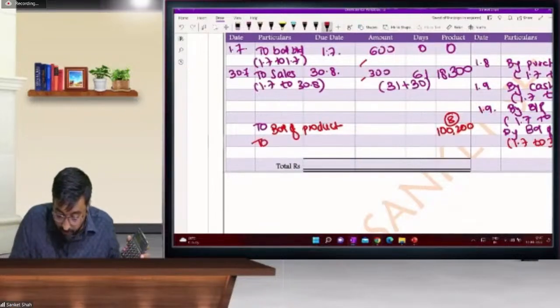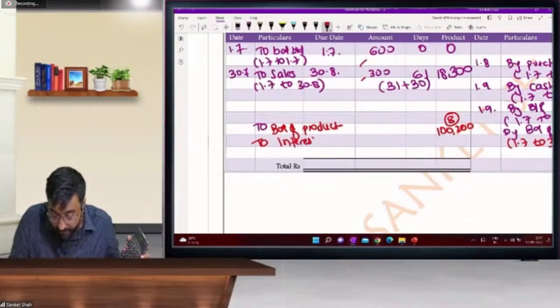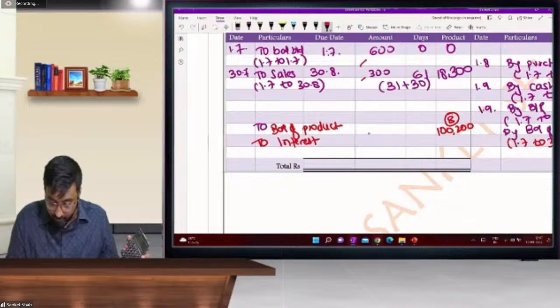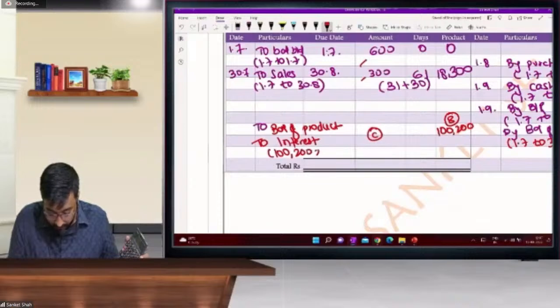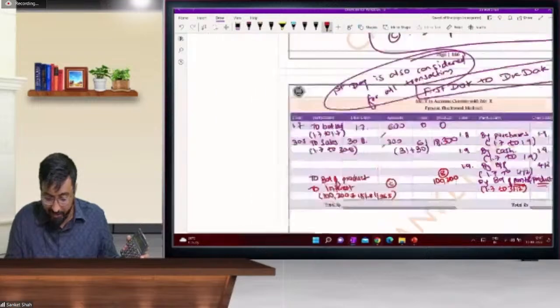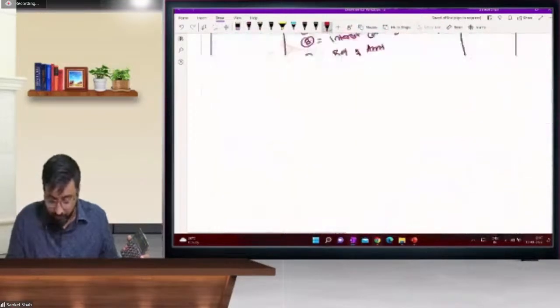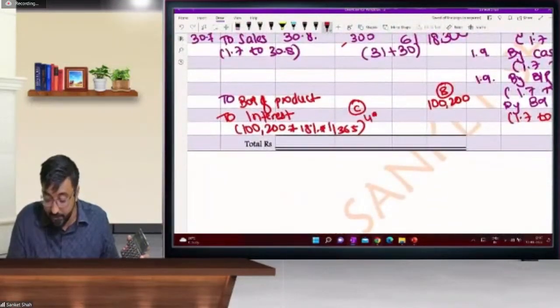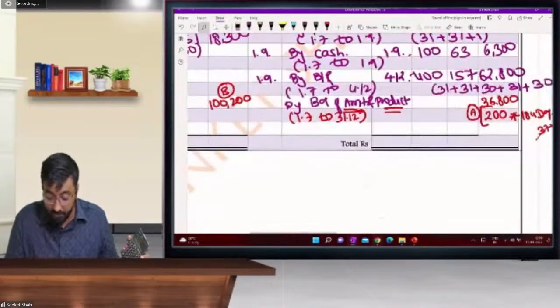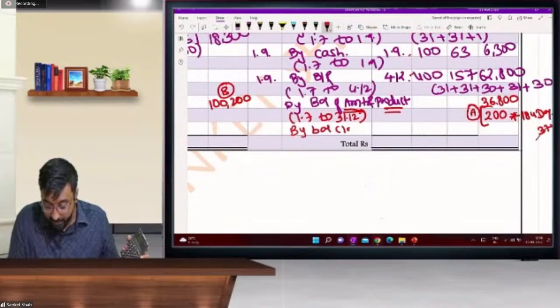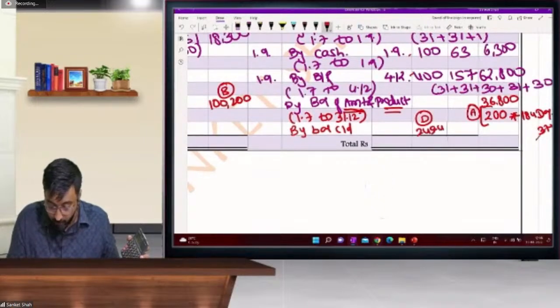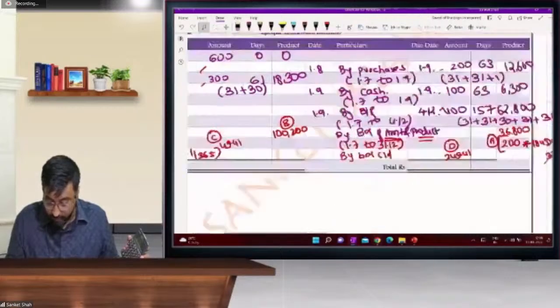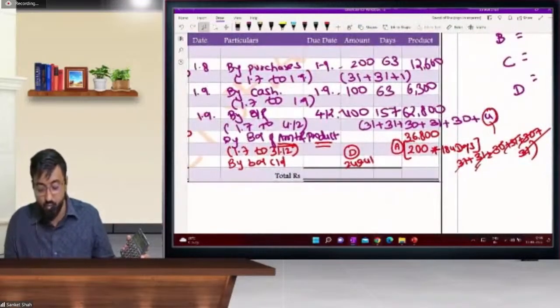Number C, you will calculate on the same side interest. Number C, interest: 1,02,000 into 18% into 1/365. Now you are getting the same answer, 49.41 on the same side. And after C step, D step is by balance carried down of D column, 249.41. And this is how you are going to get it.